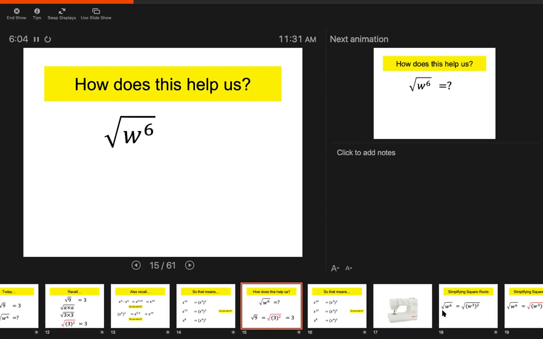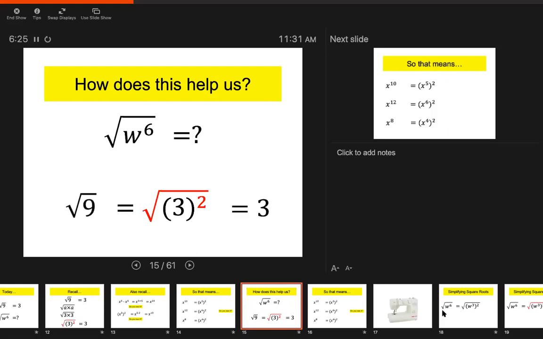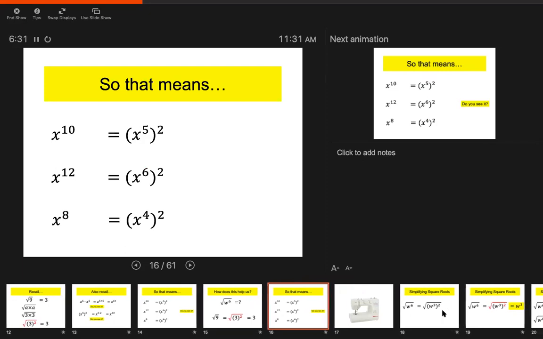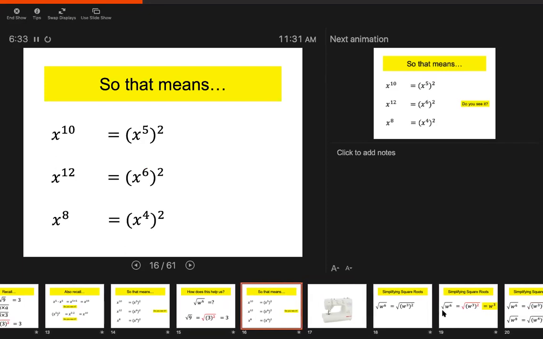This was our original problem. What is the square root of w to the 6th power? Well, let's back up and recall what we did when we had the square root of 9. We wrote the square root of 9 as 3 squared, and the square root and the square cancel each other out, and you're left with 3. We can do the same thing with w to the 6th power, except that we're going to write w to the 6th power as something squared.